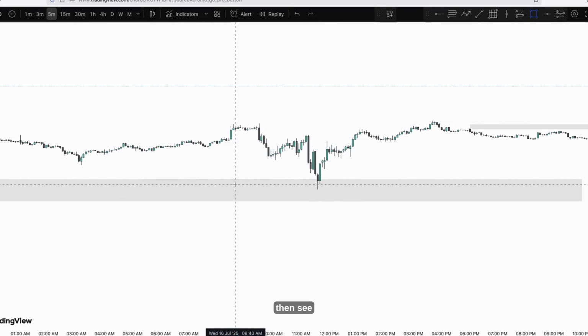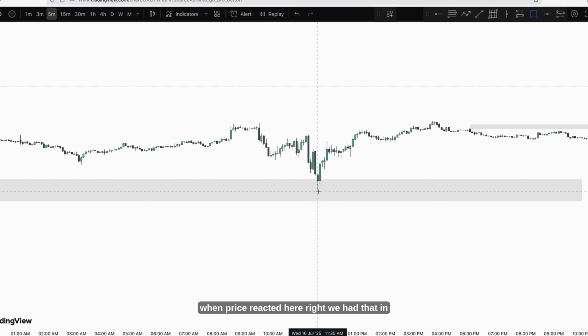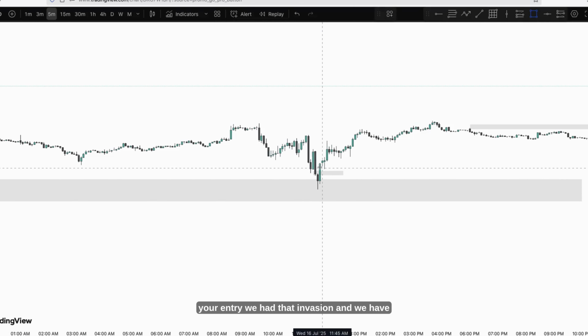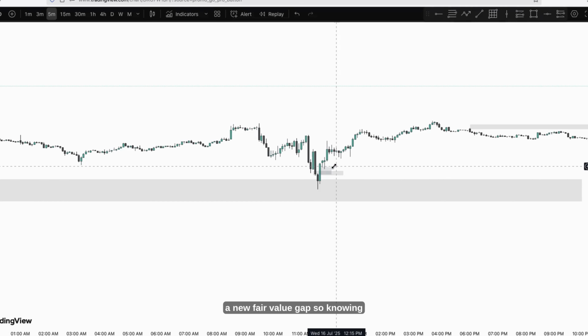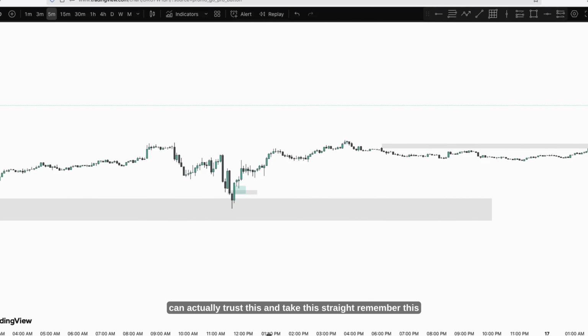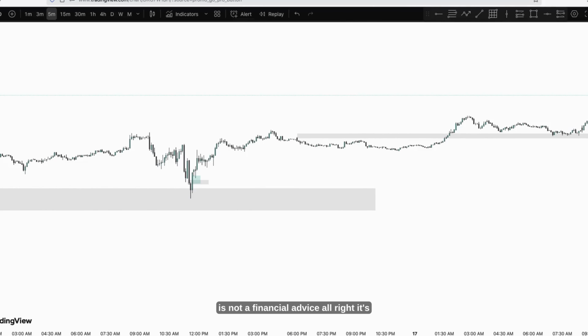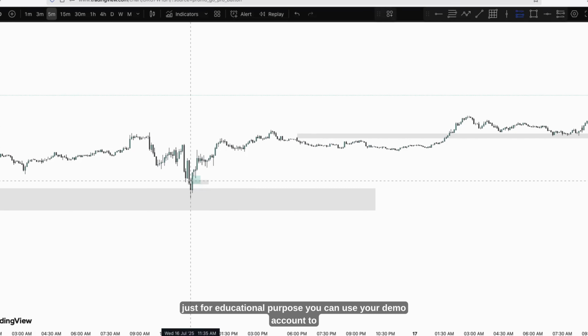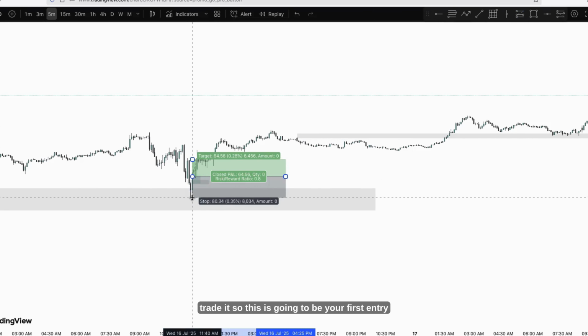Then see when price reacted here, right? We had that inversion. So this is your number 1 entry. This is already your entry. We had that inversion and we have a new fair value gap. So knowing that this is New York session, when there was volatility, New York session, and they already show you this, you can actually trust this and take this trade. Remember, this is not financial advice, all right? It's just for educational purposes. You can use your demo account to trade it. So this is going to be your first entry.